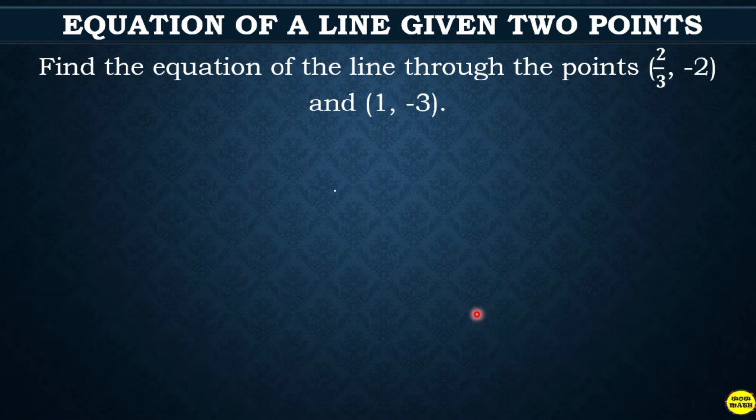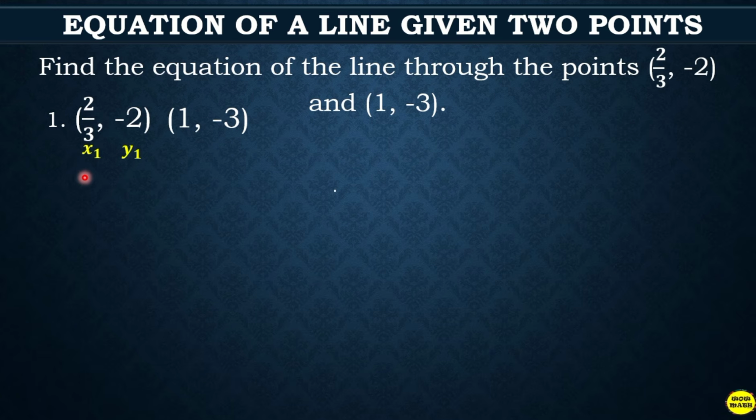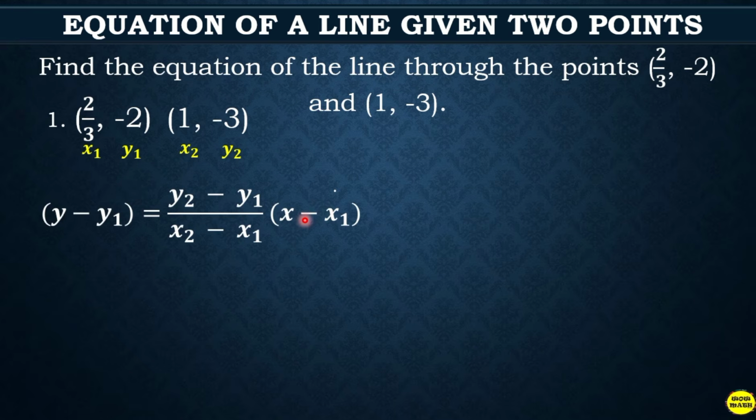So find the equation of the line through the points (2/3, -2) and (1, -3). Ito, given ng fraction. So paano tayo magsusolve kapag fraction? Ganun lang din. Mukha siyang mahirap pero madali lang po. So label muna natin si x sub 1, y sub 1, x sub 2, y sub 2. Huwag natin kalilimutang mag-label para hindi tayo malilito pag nag-substitute tayo dito. Ayun na po, nag-label na nga tayo.